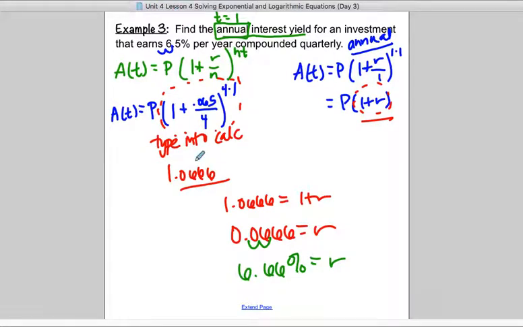Which is actually a little better, right? Because if you're compounding quarterly, that means every quarter they take the amount of money you've made in interest and then it goes towards your principal. So then you compound on it again. So this is how much you would make annually, 6.66%.